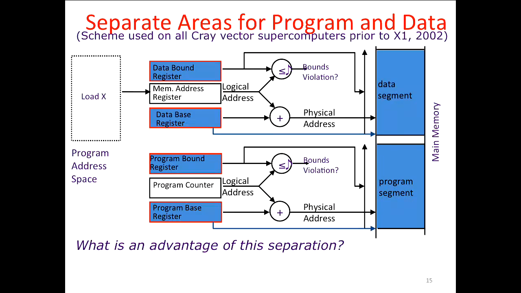One little tweak that was done on this scheme is to have a separate base and bound for program fetches, instruction fetches versus data memory accesses. And so the idea is you have one base and bound that is added to the program counter here, and a separate base and bound is used for the data segment. Why would you want the two segments? What would be the advantage? Anybody think of anything offhand? Why not just have one segment? Why have two separate segments?